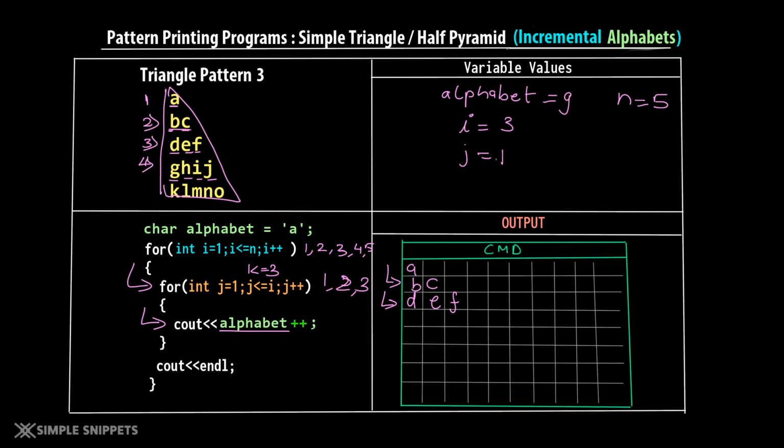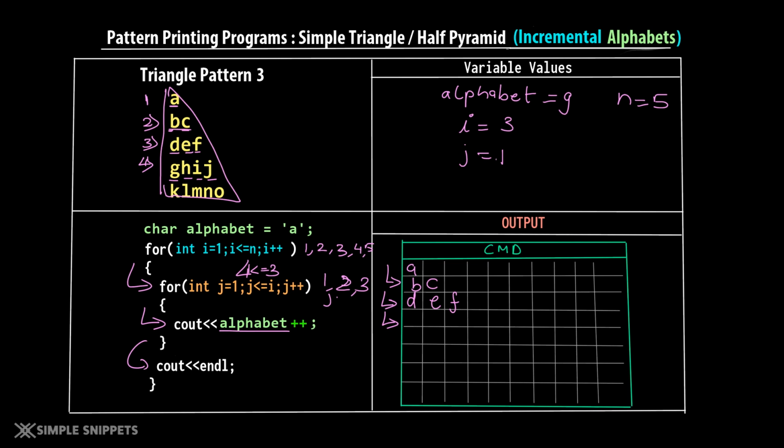So after 3 rounds of the inner for loop, it will stop working because J will become 4, and 4 is not less than or equal to 3. So you'll come outside, you'll come to the new line. Okay, so I hope you've got a hang of it. I'm going to stop explaining over here because this should be enough. If you're still confused a little bit, pause this video and try to run the further steps.